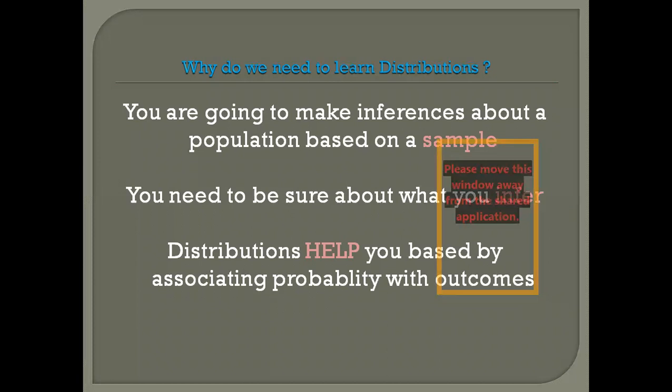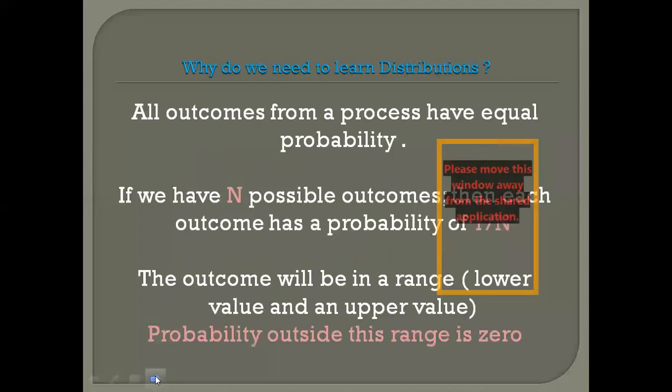Actually, the reason distributions help is that once you understand the process, once you understand the behavior of the data, or the probability behavior of the data, then you can be sure about what kind of outcome we have at hand, and we can just calculate the probability associated with that outcome. Based on the probability, we can build a sort of confidence about what we are going to infer from a sample.